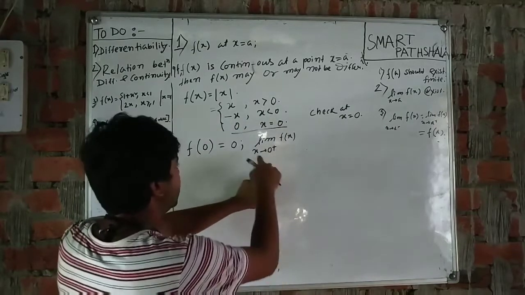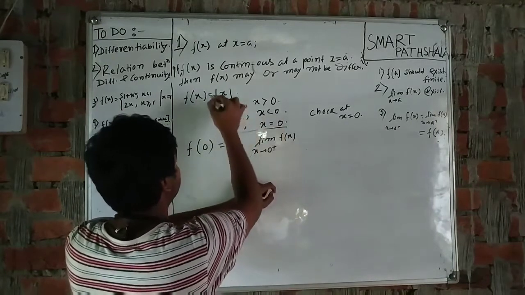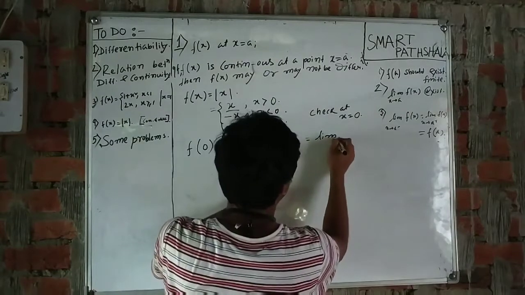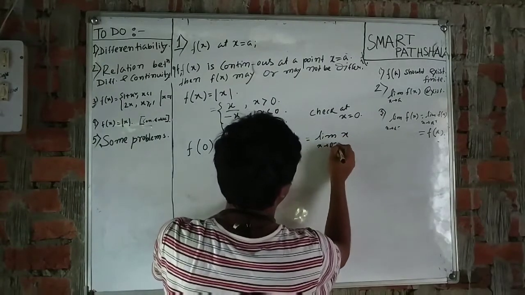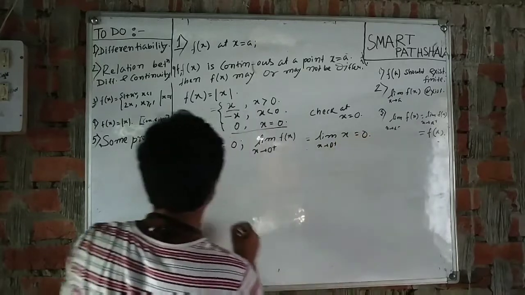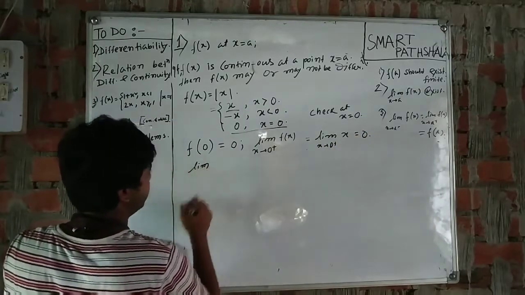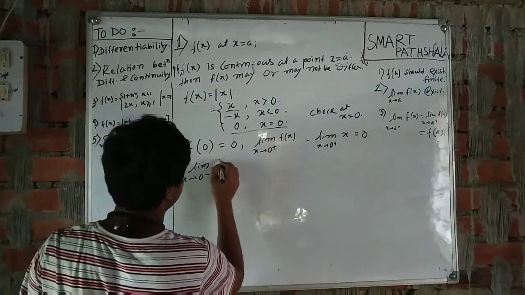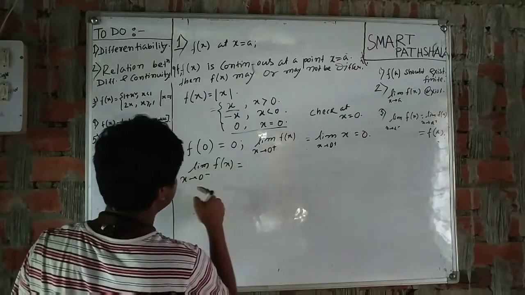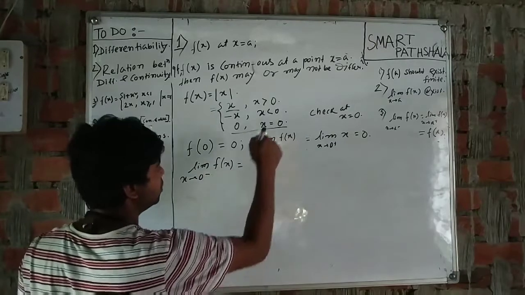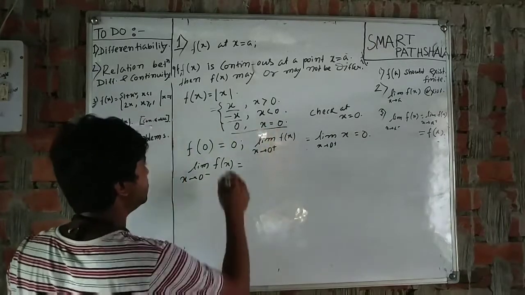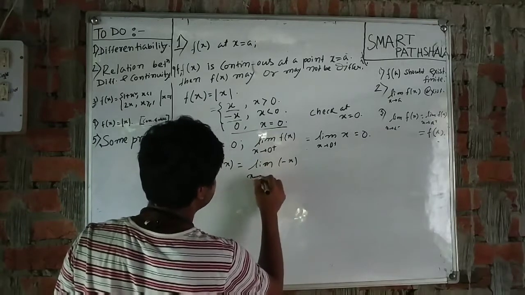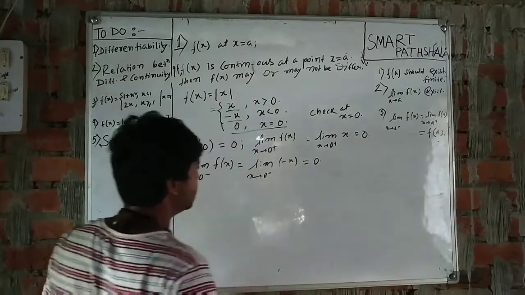Now if x is greater than 0, then f of x equal to mod x will be x, which means the limit as x tends to 0 plus is also equal to 0. Now we have to calculate the left hand limit, x tending towards 0 from the negative side, and f of x, which means x is less than 0. So here this will be calculated as minus x. So the limit of minus x as x tends to 0 minus will be equal to 0.